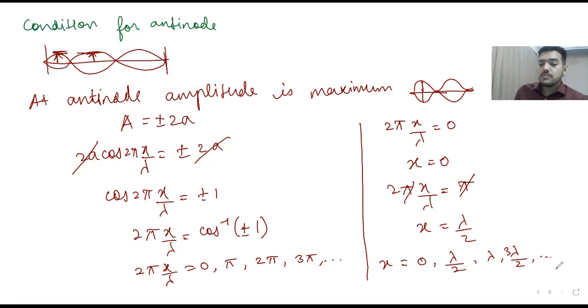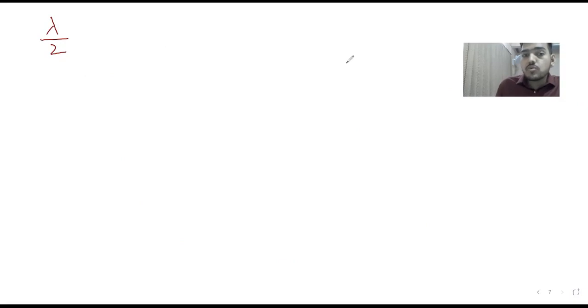Now students, what can we say about the position of node and antinode? Two successive antinodes or two successive nodes have a difference of pi by 2, students. So they occur after a difference of pi by 2, and a node and an antinode occur at a distance of pi by 4. So this is what we have to keep in mind.